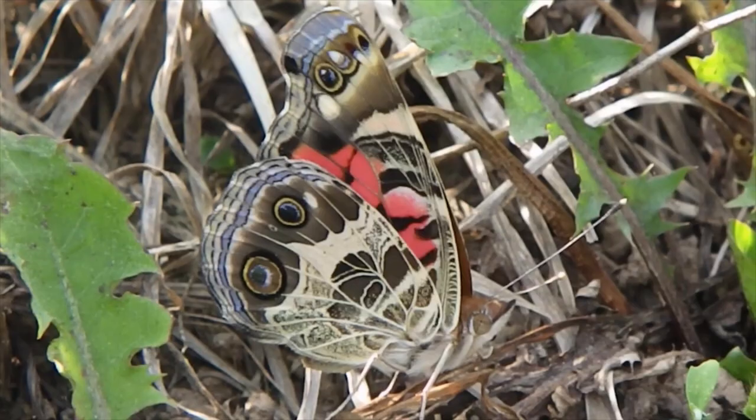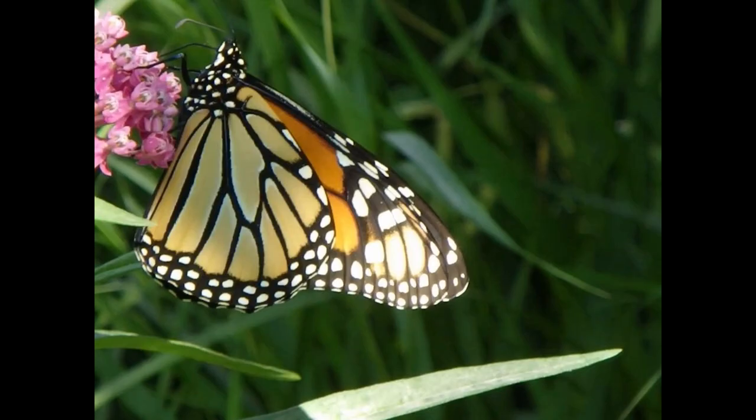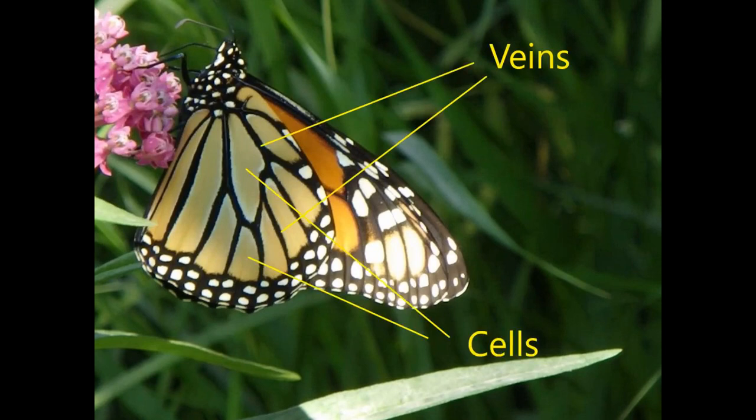Here we see an American lady's wing from below. The veins, more evident from the underside, form the substructure of the wing, acting as struts. Cells are the wing areas separated by veins. Species differ in their venation patterns subtly, so understanding venation can help with identification. In the monarch, we can more easily see the arrangements of veins that are classified accordingly.